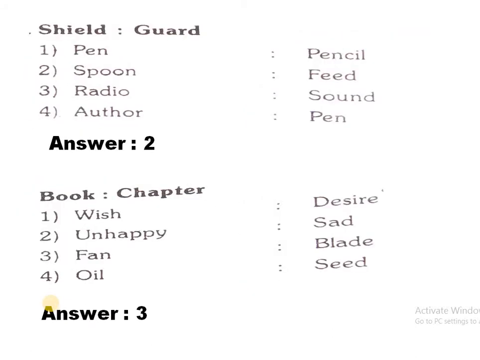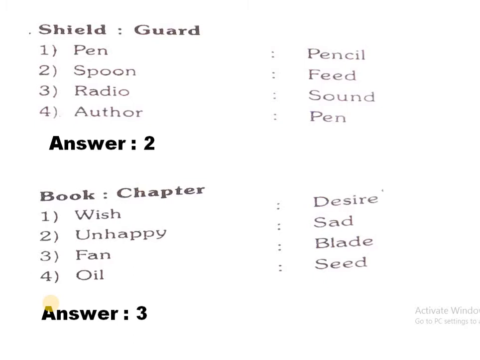So next question is shield, guard. Shield is used for guard. Similarly, you have to think about used for. Relate the word with the following four options. Pen used for pencil, we cannot say like that. Spoon used for feed, relevant. Radio is used for sound, we cannot say like this. Other is used for pen, we cannot say like this. So the correct answer is spoon is used for feed. So the correct answer is 2.